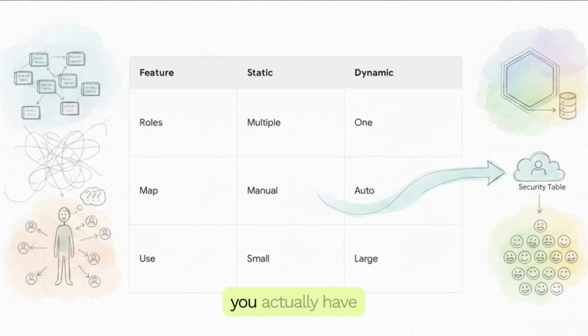In static RLS, you actually have to create a separate role for every single value in your data, like one role for Europe and a totally different role for the US. You also have to manually assign users to these roles inside the Power BI service. As our source points out, if you have 3,000 users, you simply do not have the time or, let's face it, the sanity to map them all manually. That's exactly why dynamic RLS is the best practice for larger projects.